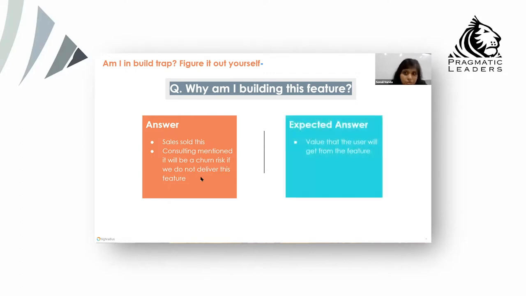The expected answer from you should be, what is the value that the user will get from the feature, right? So why am I building this feature? I own it. The ask might have come from anywhere, whether it is sales or consulting or a real customer or your own peer product manager or your own boss or exec team or whoever, it does not matter, or your own ideation also. But ultimately, if you're able to justify the value the user will get from the functionality or the feature, then you are owning up the problem and you're not falling into the pit, right?